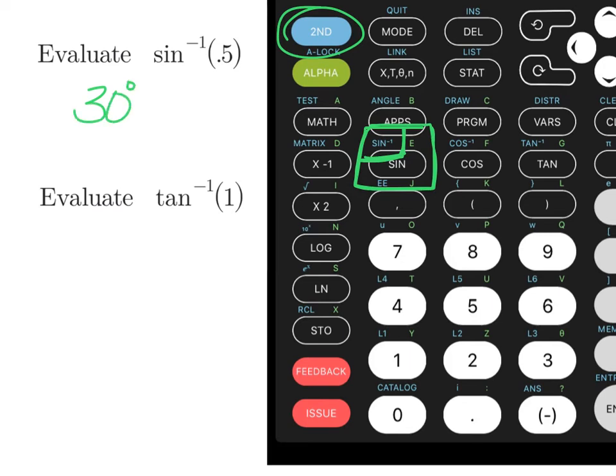That's the same thing with inverse tangent. Go ahead and try it on your calculator. Inverse tangent of 1, and you should get 45 degrees.